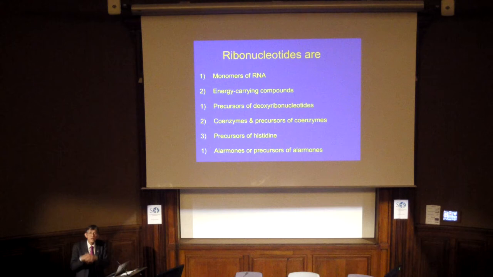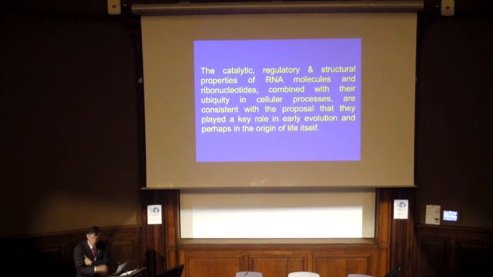So quite clearly, not only RNA, but the monomers actually play very key roles in current biology. And I think it's very fair to say that the catalytic, the regulatory, and the structural properties of RNA molecules and ribonucleotides, combined with their extraordinary ubiquity in all cellular processes, are consistent with the proposal that they play a key role in the origin and early evolution of life.